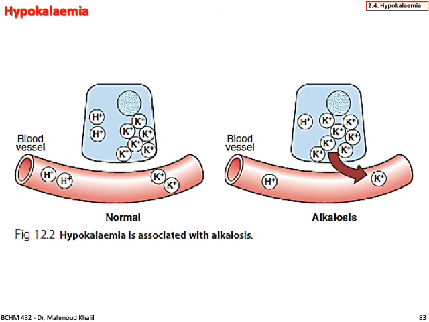To summarize hypokalaemia and how it's involved in alkalosis, you can see in the first figure the normal condition. In alkalosis, there is less potassium inside the blood vessel, accompanied by fewer protons as well, so it will increase the alkalosis. This will increase basic ingredients inside the blood.